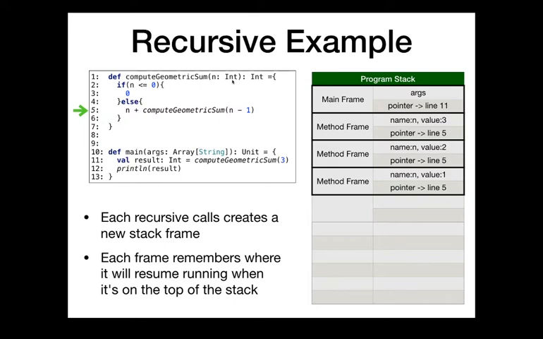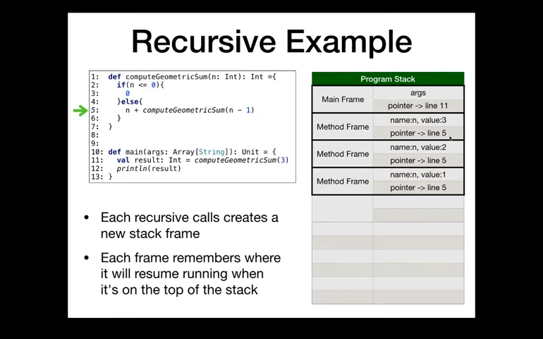That called compute geometric sum with 3. Base case was false, so we entered our recursion. Called geometric sum of n minus 1 of 2. Put a new frame on the stack, and that frame is sitting at line 5, waiting for that return value of that next frame on the stack to return.